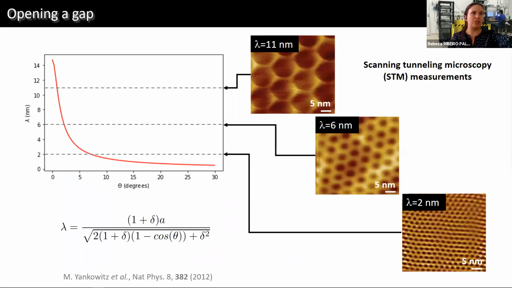That is the same that I showed in the STM measurements. Now, there is something very important that might change everything here. When graphene and BN are completely aligned, we are really at 0 degrees. Some STM measurements show that there is a formation of solitons.